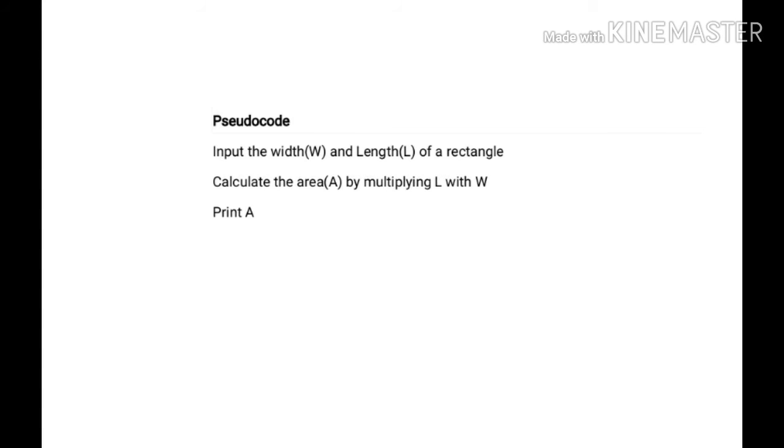So we're going to say input the width and length, because those are the inputs in rectangles. Then we're going to calculate the area, which is A, by multiplying L with W. In this case, we multiply the length with the width. Then you print A, which is the area.